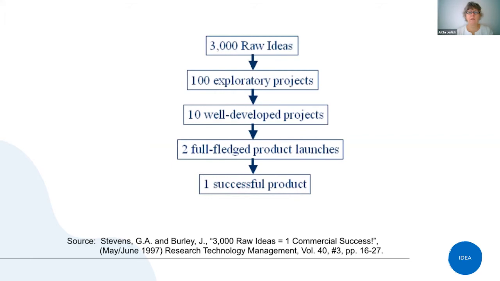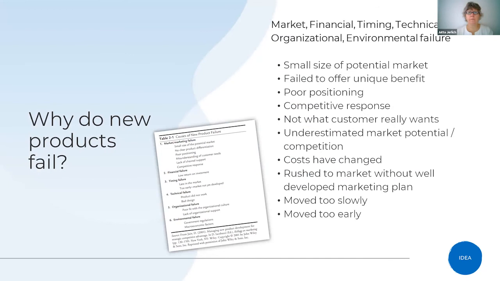If you look at this graph that we have seen now, this development statistics in numbers, it's even more clear. From 3,000 raw ideas, you will reach one successful product. Big challenge for us here in the context of our sandbox.